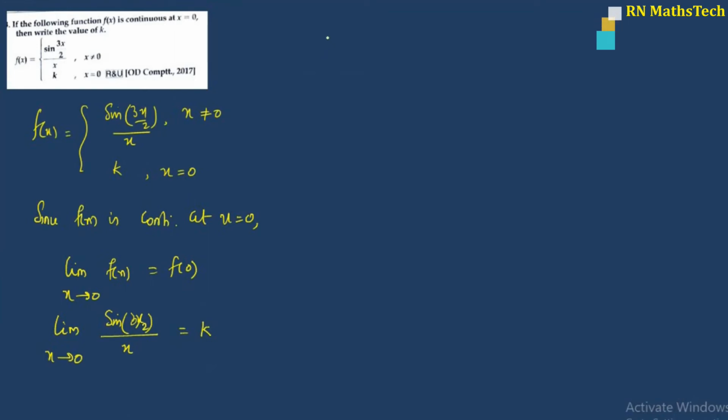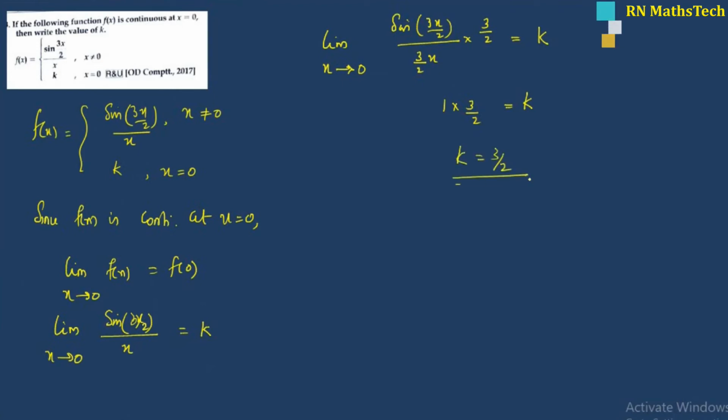So that is limit x tends to 0, sine of 3x by 2 divided by x. We multiply and divide by 3 by 2 in the numerator and denominator, equal to k. So this limit is equal to, limit x tends to 0, sine x by x is 1. So 1 into 3 by 2 equal to k, or k equal to 3 by 2. Okay.